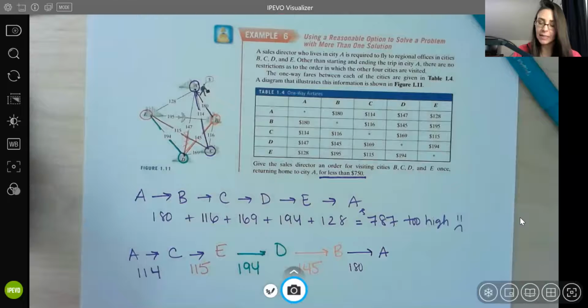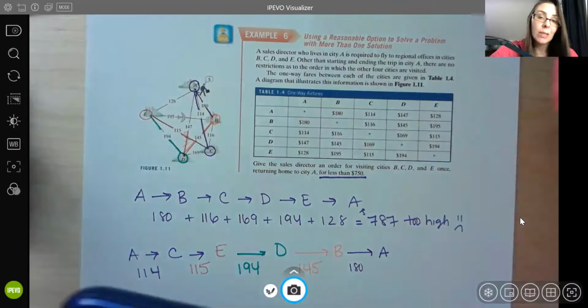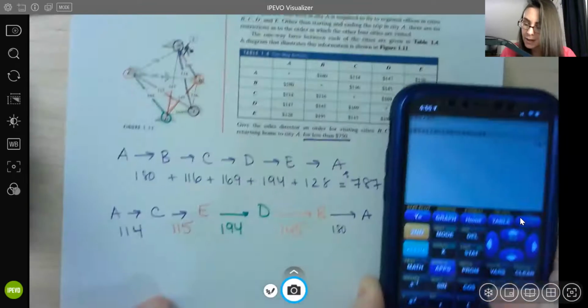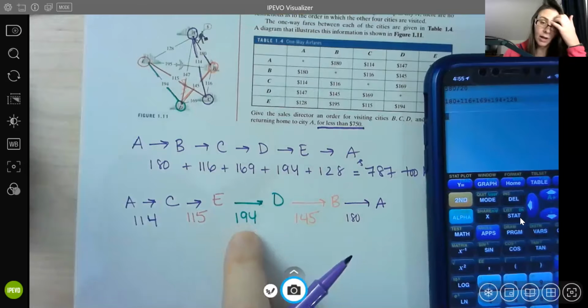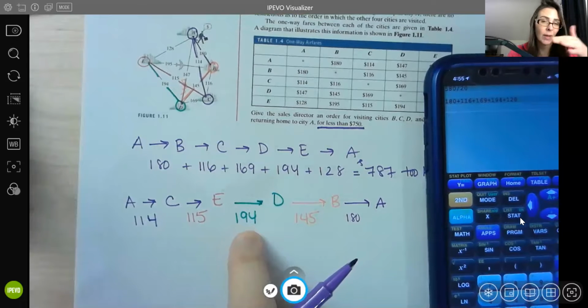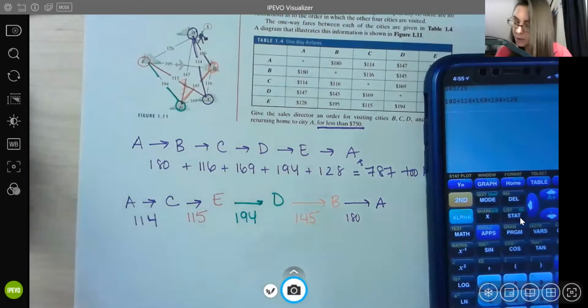So let's add it all up and see how we did. So the strategy we're using here is we're making the cheapest decision each time. Now, it doesn't always mean it's the cheapest overall, right? Because we do have a really high cost here of 194, so perhaps there was a better way to do it. But let's see how we did.